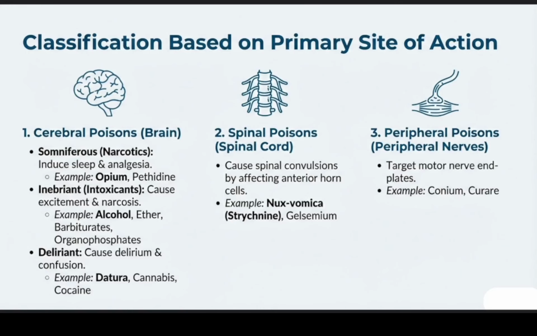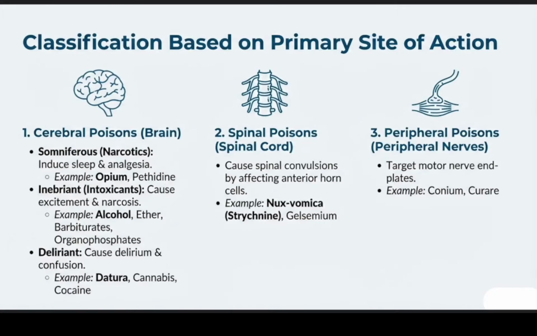Then we have the spinal poisons, which cause spinal convulsions by affecting the anterior horn cells. Examples are Nux vomica, strychnine, and gelsemium. Then we have peripheral poisons, which target the motor nerve end plates, like conium and curare. Now, a little about opioids.